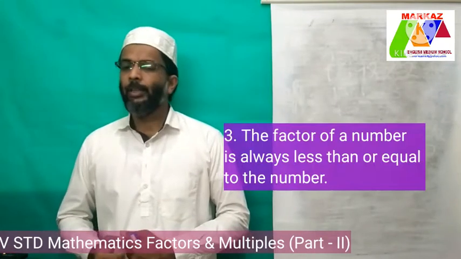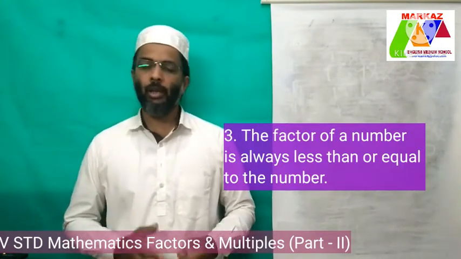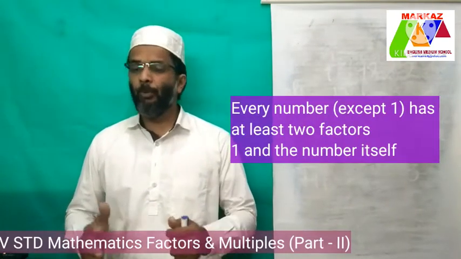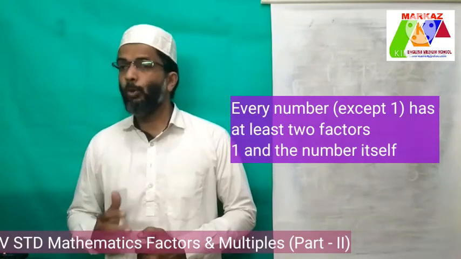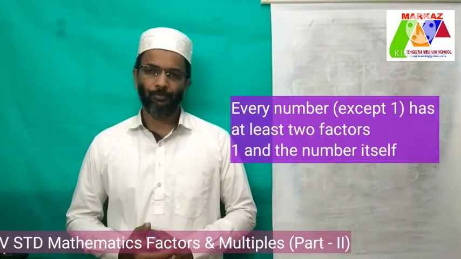Third one, the factor of a number is always less than or equal to the number. Last one, every number except 1 has at least two factors, 1 and the number itself.